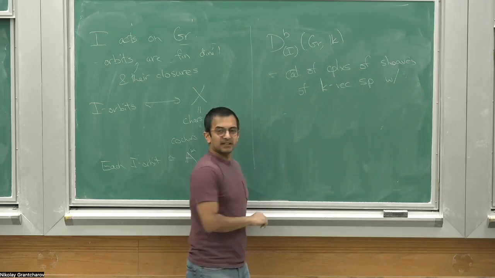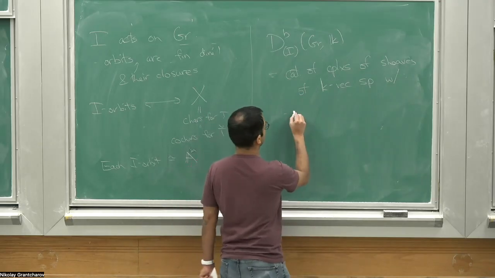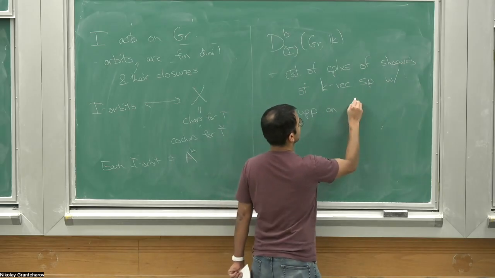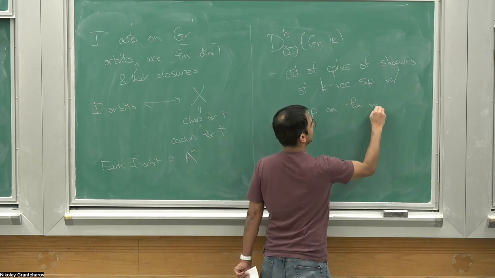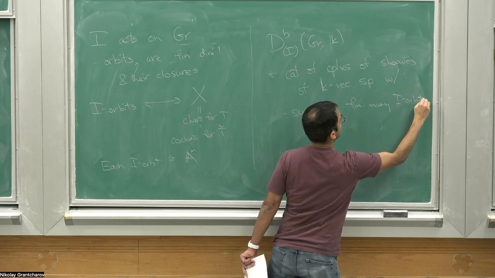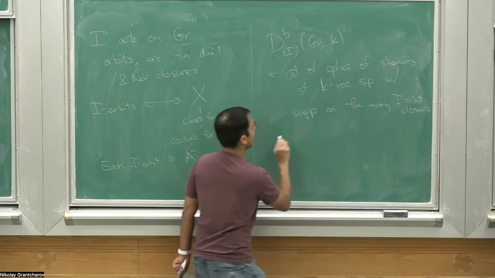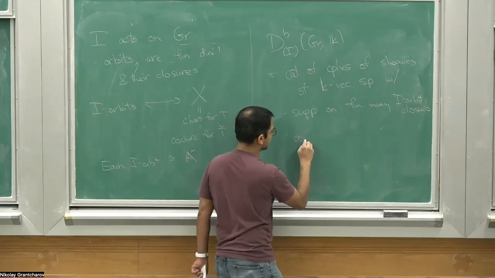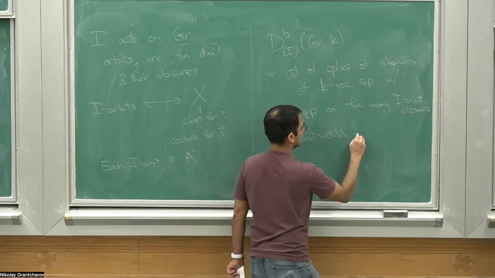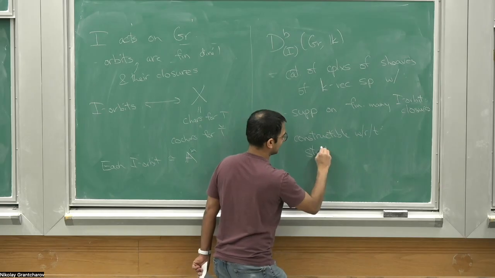One is that the support should be compact. So the support should be a finite union of I orbit closures. It's supported on finitely many I orbits, I orbit closures. And it should be constructible with respect to the stratification by I orbits.